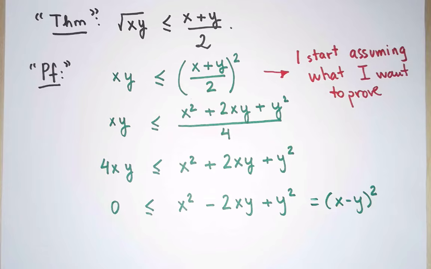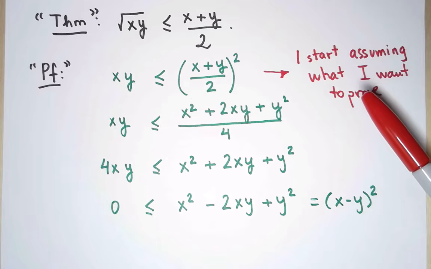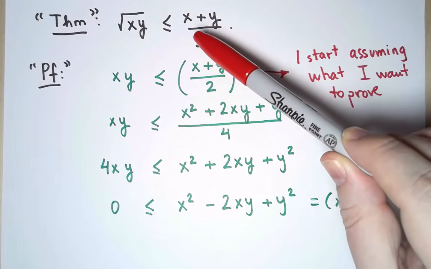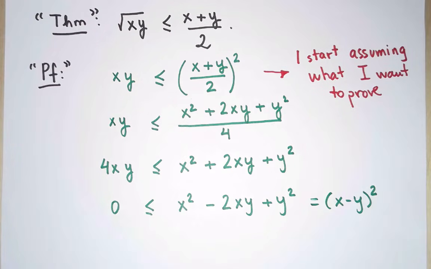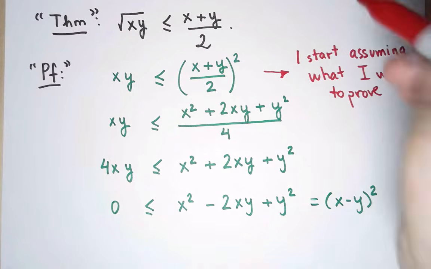In general, it is forbidden to begin by assuming what I want to prove. I got it all backwards. I should start only with things I already know are true and end up concluding this inequality. In case this doesn't convince you, here is a second problem.